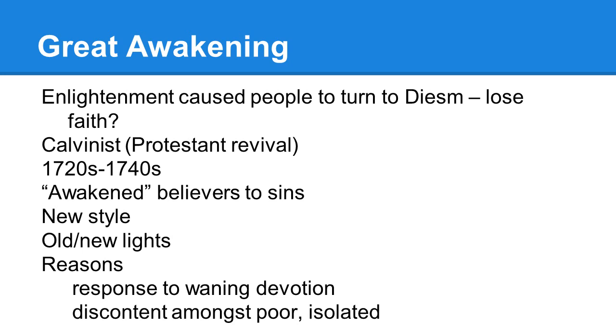Calvinists are the ones that are most concerned, of course, and so they begin a revival, a Protestant revival. It takes place over 20 to 40 years between the 1720s and the 1740s, and it is supposed to awaken believers to their sins.